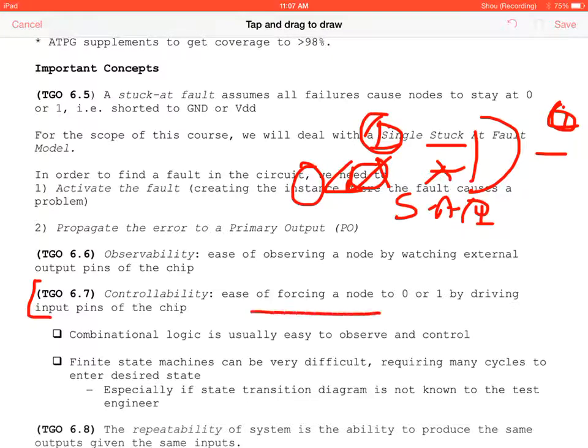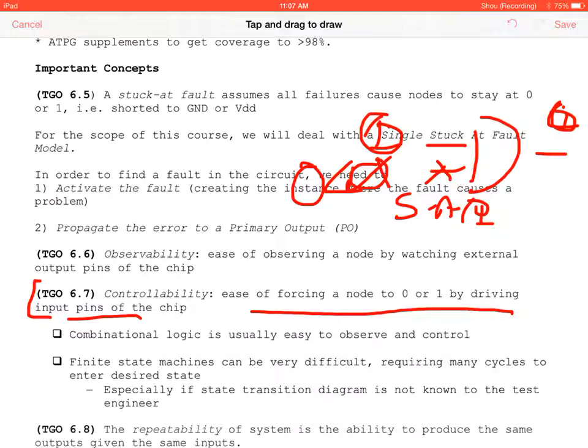The ease of forcing a node to 0, 1 by driving the input pins. So for an AND gate, in order to drive a 1 to the output, you have to have both 1 and 1 on the inputs, correct? Now, if you want to drive a 0 to the output of an AND gate, you only need to have 1 0 or the other 0.